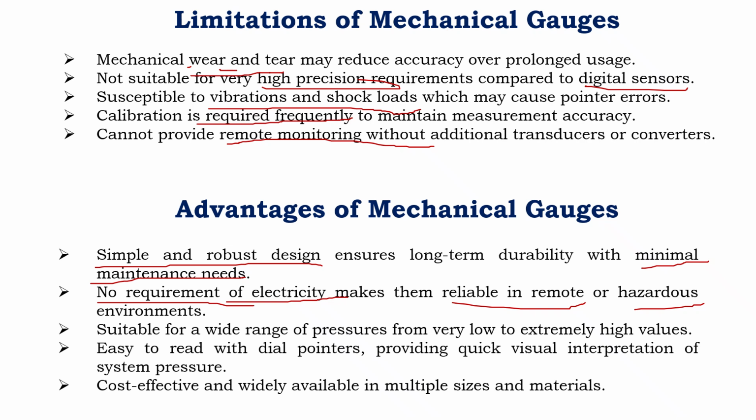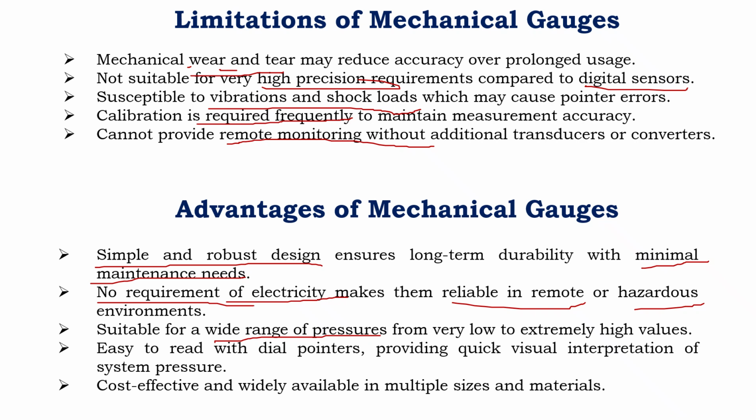If you are going to work in a place like Antarctica or a desert, electronic items don't work there due to the environmental conditions, but mechanical pressure gauges work well even in harsh conditions, and they are suitable for a wide range of pressures. Any kind of pressure, up to 1000 kilopascal, we can use mechanical pressure gauges. When it comes to digital sensors, it is a little bit tougher.